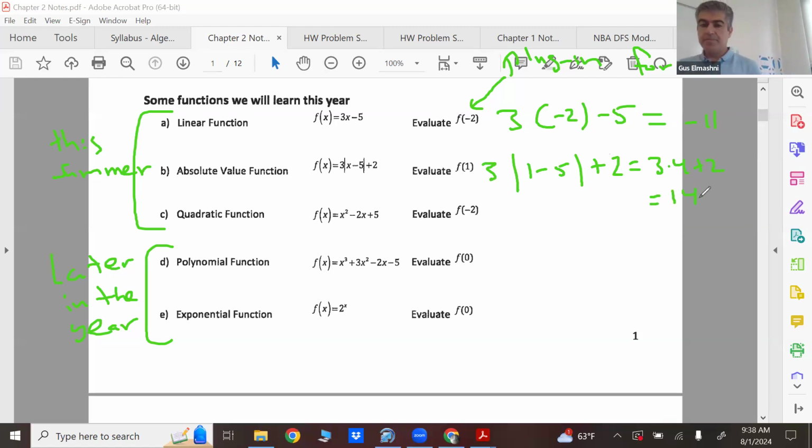There I get 14. So let's just take a moment before I go too fast. All you're doing is you plug in a for x. That's all. That's it. Have you guys seen this before? Function notation. Does that make sense? Yeah, it's very simple. We do this a lot in algebra 2.